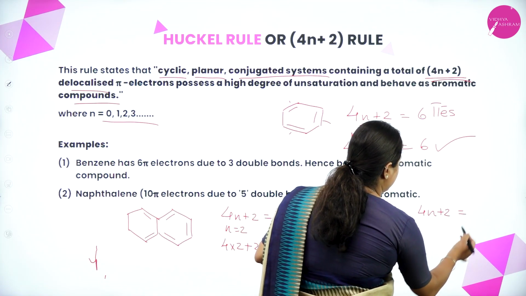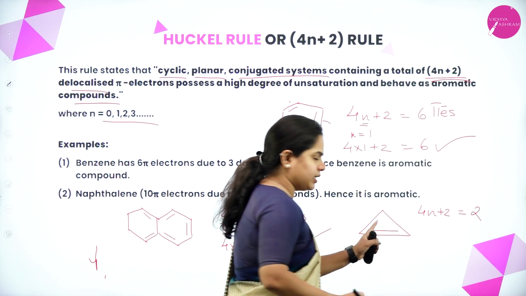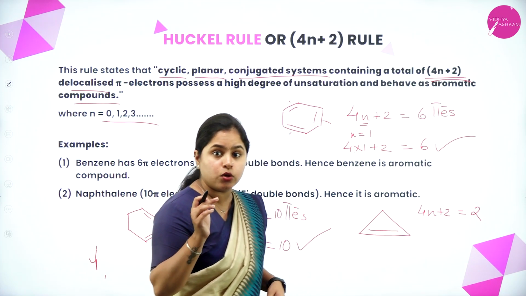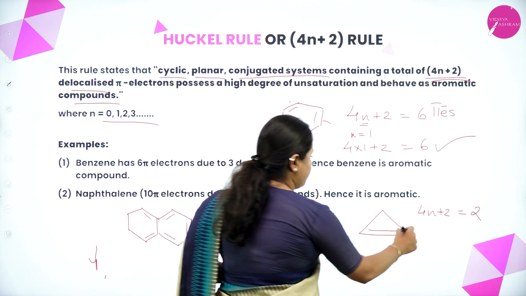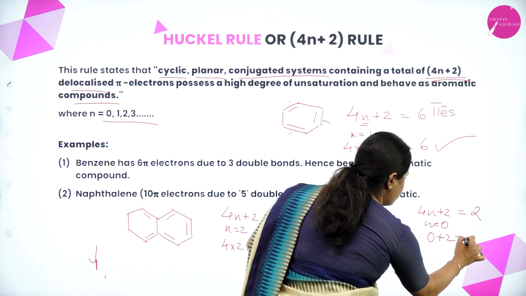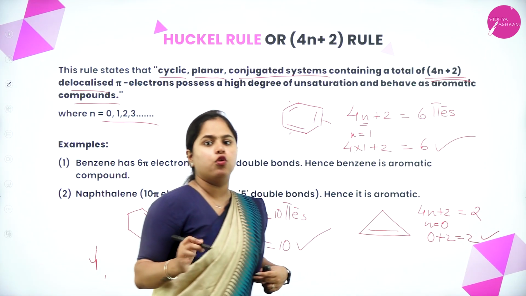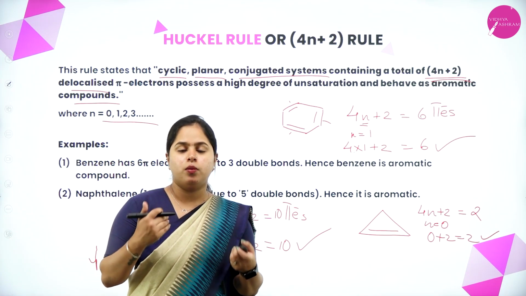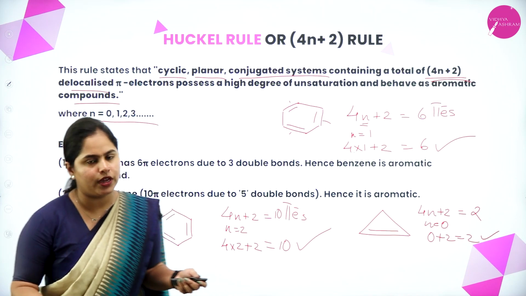4n plus 2 will be equal to 2, right? In this case, 2 pi electrons are there. So 2. So if I substitute n is equal to 0, will I get that value? If I am substituting n is equal to 0, 4 into 0, 0. 0 plus 2 is what? 2, right? So again, it is following Huckel's rule. So this is how you have to calculate the aromaticity based on Huckel's rule. I hope that is clear.